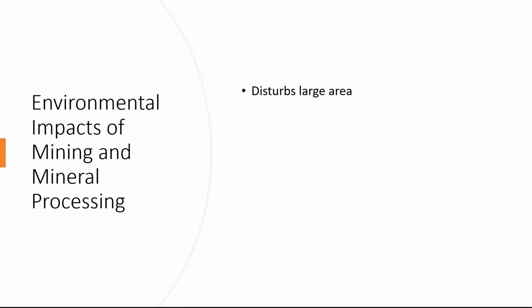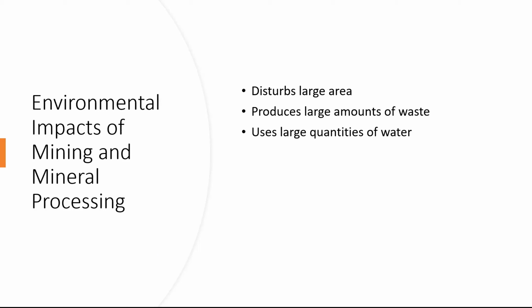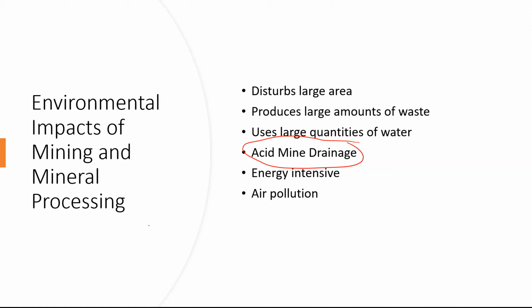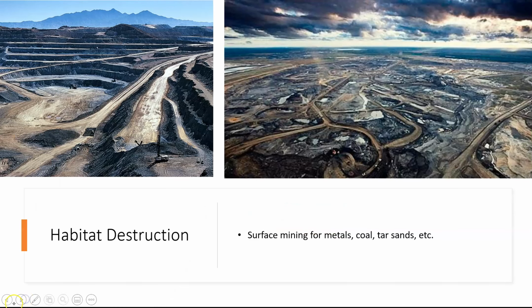All right. So first of all, mining, particularly our surface mining, disturbs large areas and causes all kinds of habitat loss. It produces large amounts of waste, uses large amounts of water, and creates a problem that we call acid mine drainage. By the way, we're going to talk about each of these in turn. It's an energy intensive process leading to things like air pollution and sometimes acid rain. All right, so let's get into the nitty gritty of each of those.